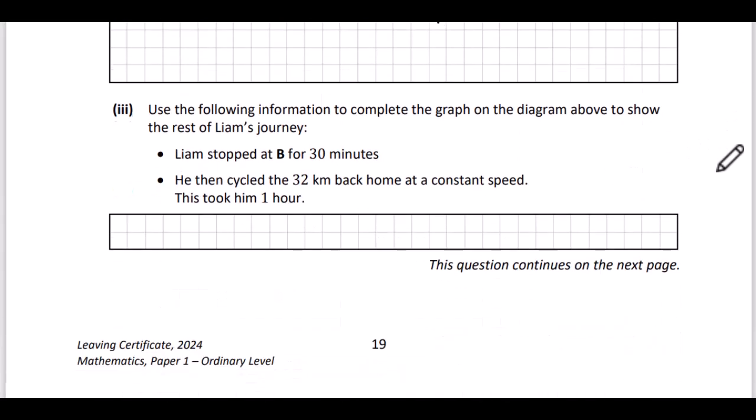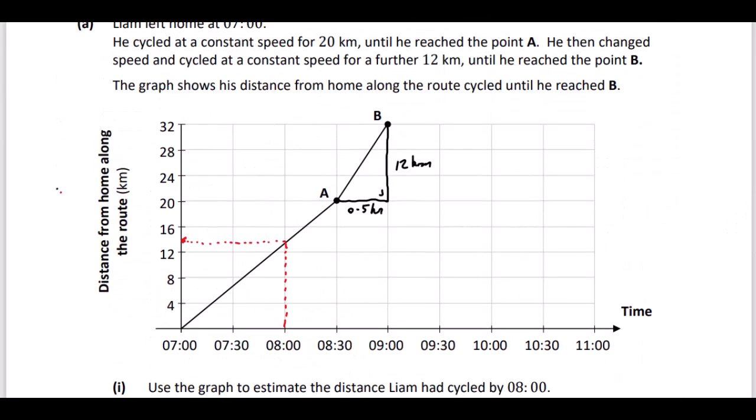Part 3. Use the following information to complete the graph on the diagram above to show the rest of Liam's journey. So Liam stopped at B for 30 minutes. So let's draw that in. He stopped at B for 30 minutes, so that's from 9 to 9:30. So we're going to draw a straight line across here.